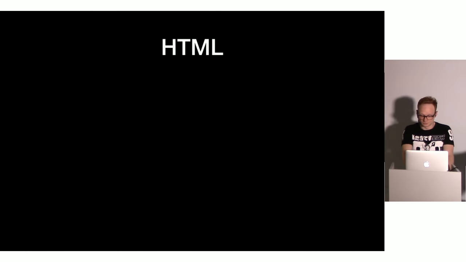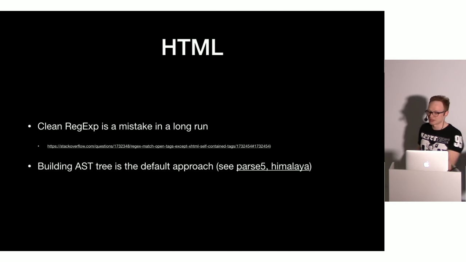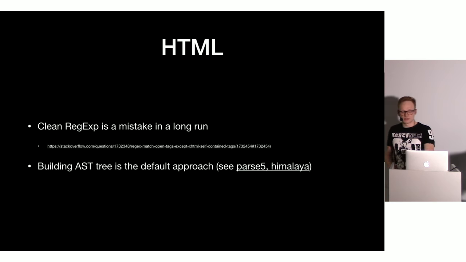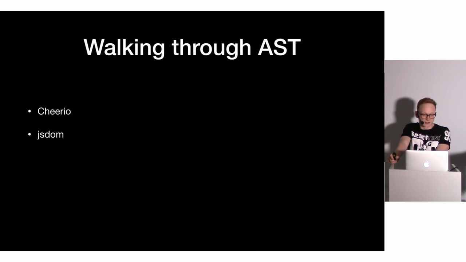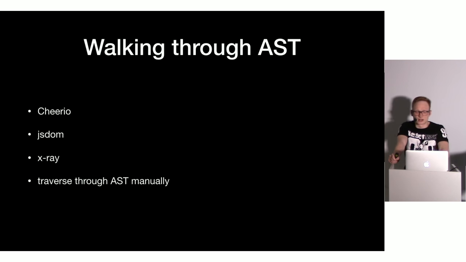So you build an abstract syntax tree, and now you want to go through it, for example, to find some specific nodes. You want to extract some headings from the page, pictures. There are some libraries. There is one library called Cheerio. It really looks like jQuery. It's a big pleasure for me to talk about jQuery in 2019. There is JSDOM, X-Ray, and you can also go through the abstract syntax tree manually.